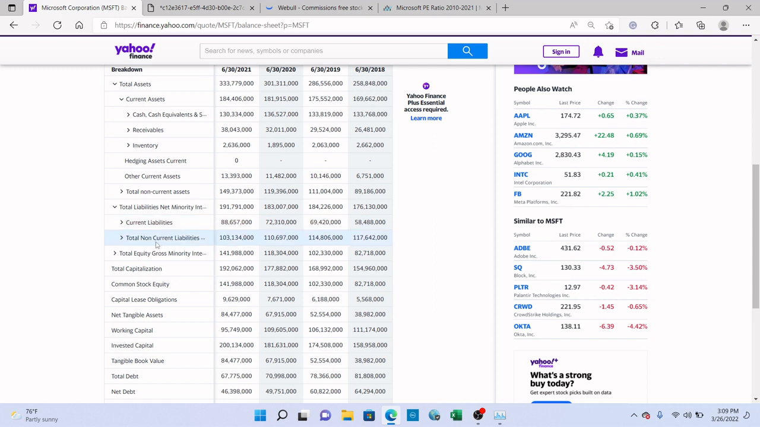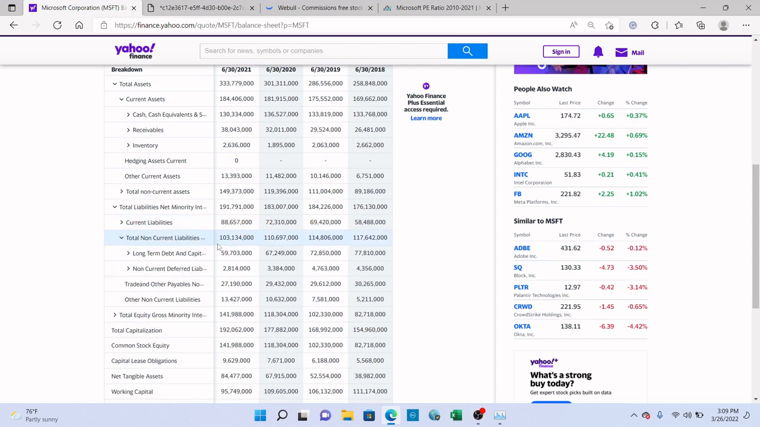Now, when we're looking at their non-current liabilities and their long-term debt, it's about 60 billion right here. And we could go into that a little bit more when we jump into the 10Q.